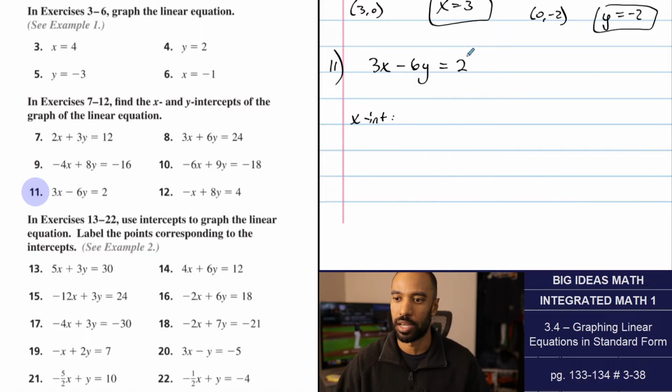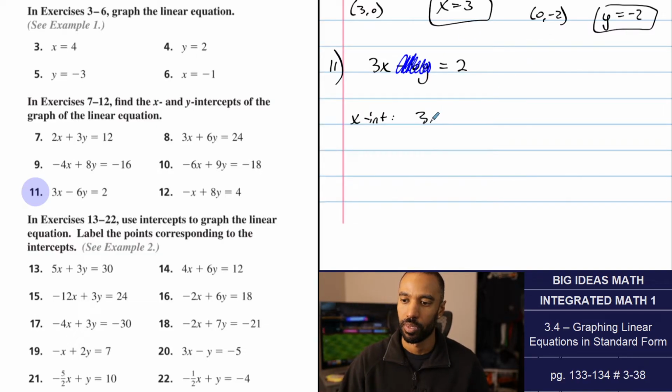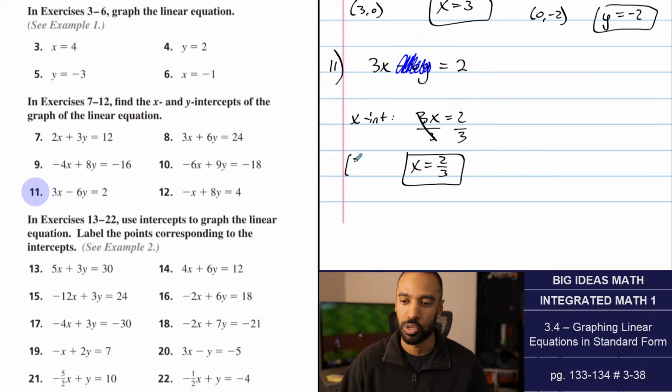Now, right, we can do this thing right here. It goes away, and we get 3x equals 2. Now we divide both sides by 3. Not a perfect number. This is 2/3. That's just what it is. 2/3 of the way right from 0 to 1, because it's an x-intercept. So (2/3, 0).